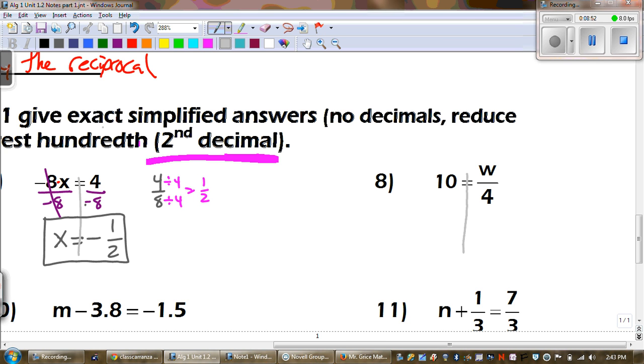All right, I'm going to draw my line. There's my variable right there. So I want to get it by itself. And we have division, so the opposite of division is to multiply. So I'm going to multiply both sides. Those cancel. 4 times 10 is 40. So 40 equals W.